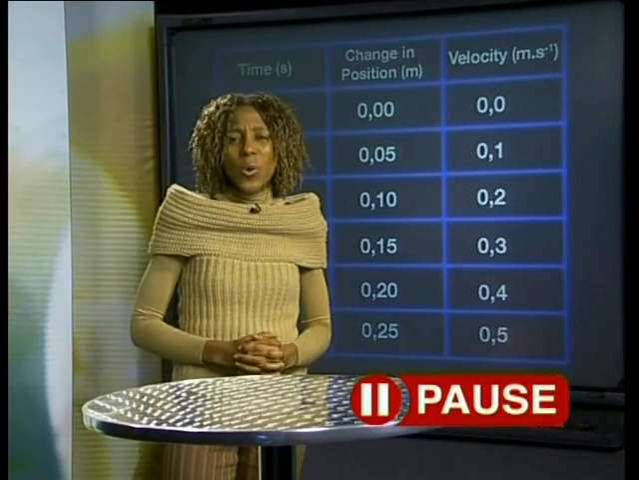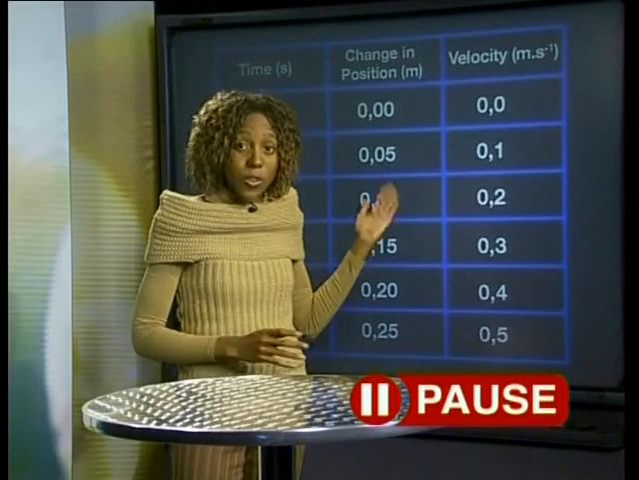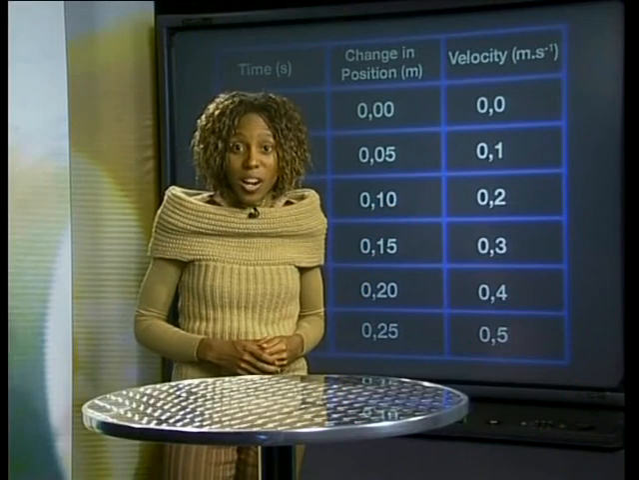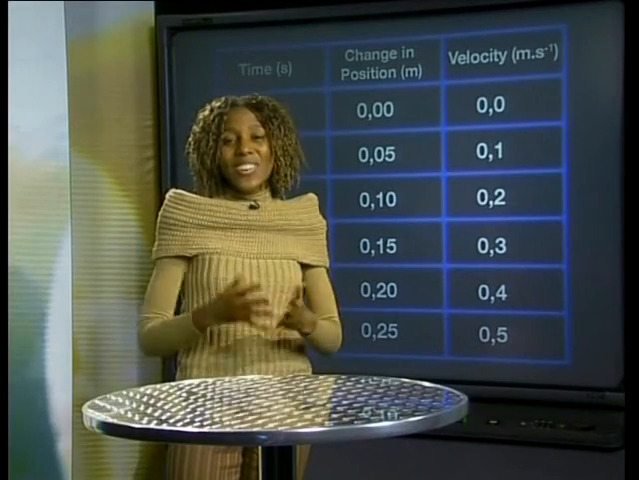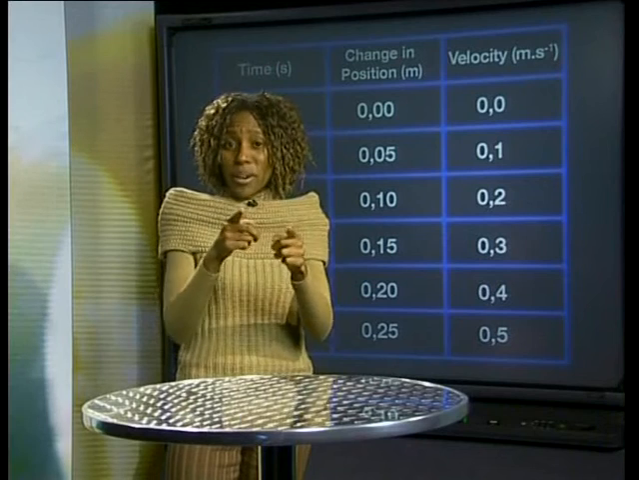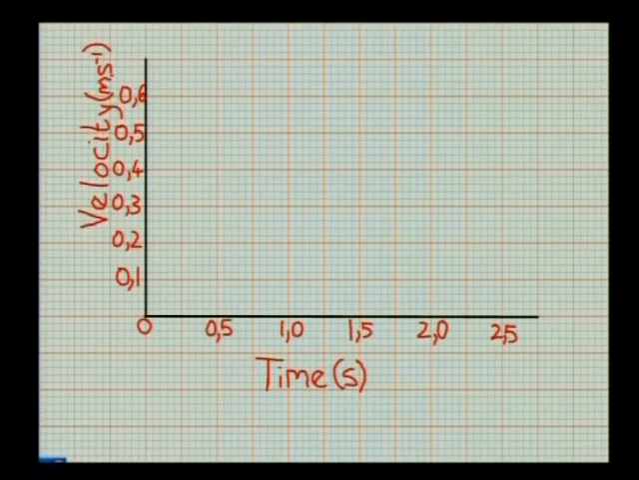Why don't you try drawing a sketch graph using the values of velocity from the table of data? Have a look at the graph I have drawn and compare it to yours. In this graph, time is placed on the horizontal axis and velocity on the vertical axis. Notice at 0 seconds, the velocity is 0. At half a second, the velocity is 0.1 meters per second. At 1 second, the velocity is 0.2, and so on.